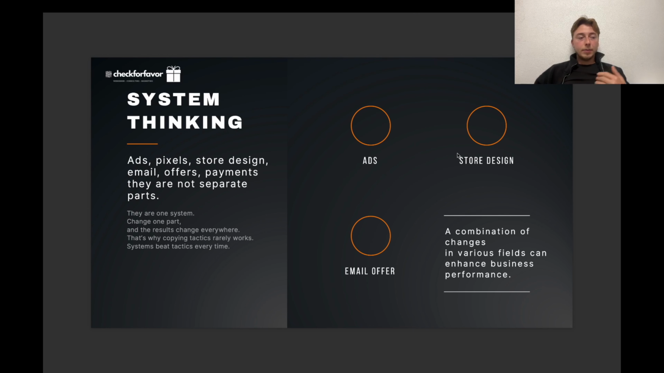Maybe you just change the ad. You communicate it differently. You have another angle. It can get a different outcome. It's so ridiculous. You just change one small part and this can change your whole business. And also with the store design, also with the email offer, it's all the same thing. It's just pixels deciding if you're going to win or not. But this is the true reality. A combination of changes in various fields can enhance business performance. And yeah, guys, that's just crazy, right?